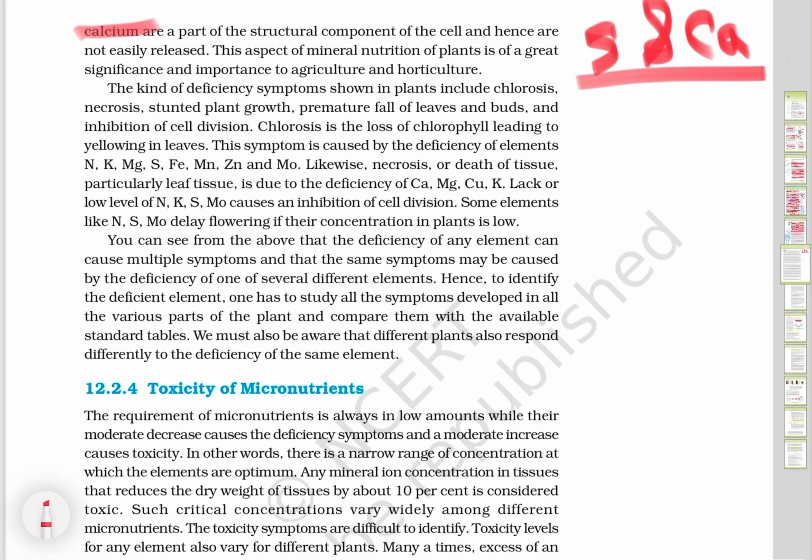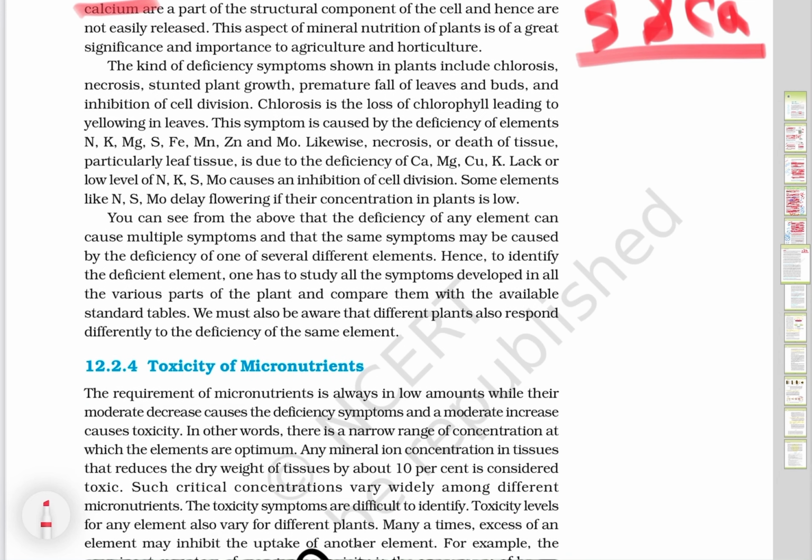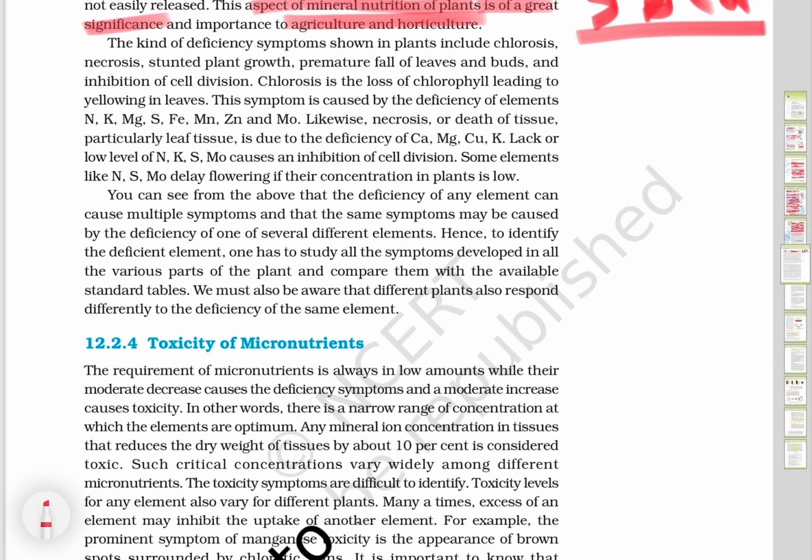These aspects of mineral nutrition of plants are of great significance and importance in agriculture and horticulture. The kinds of deficiency symptoms in plants include chlorosis, necrosis, stunted plant growth, premature fall of leaves and buds, and inhibition of cell division.